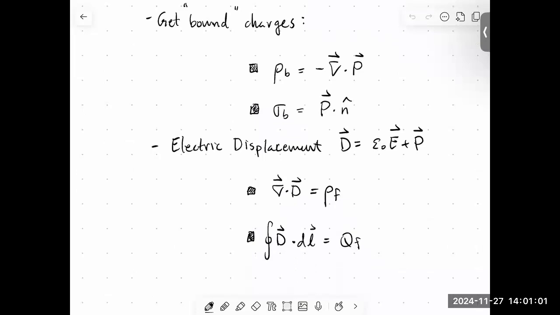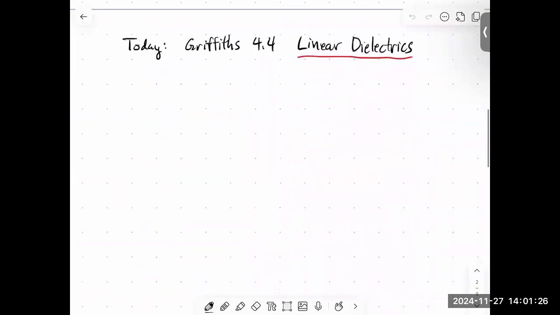we weren't able to solve too many problems with this model, because you need to be given the polarization in order to make progress in finding, say, total electric fields. What we're going to do today is talk about linear dielectrics, and in that case, we are going to be able to solve some problems. We'll do a little bit of work on defining what we mean by linear dielectrics, but most of today's class will be working through some examples and applications.